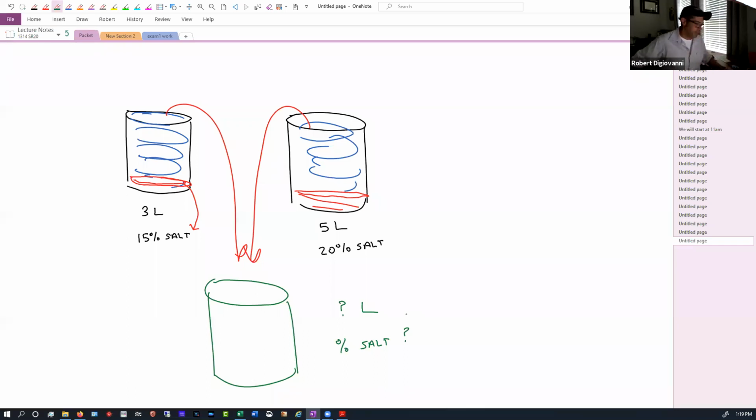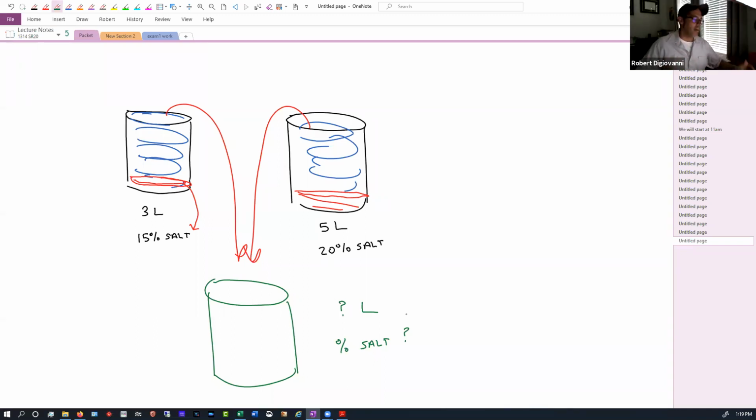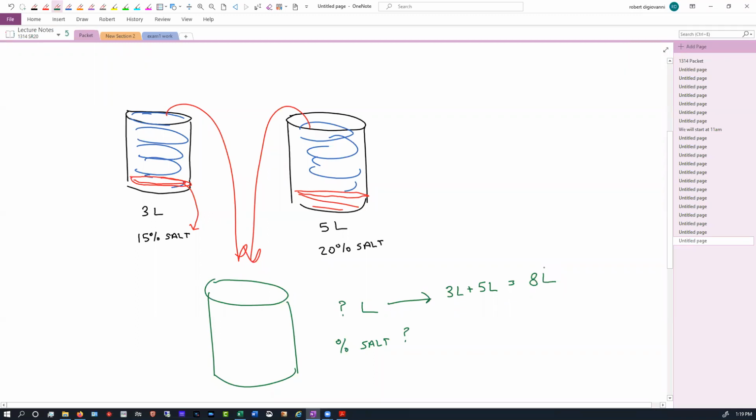Which is the easier of the two? How many liters there are? Yeah, how many liters are there? Well, we poured them both in there, and how many liters were in each? 3 and 5, right? So this one should just be straightforward. This is 3 liters plus 5 liters. So we should have an 8-liter mixture. Do you all agree with that? With 8 liters of mixed stuff.